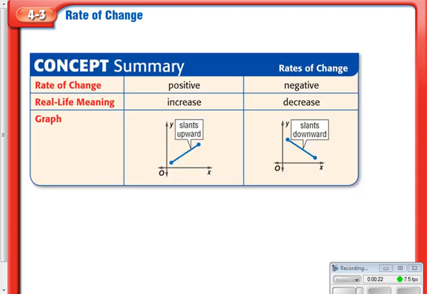So we look at our first example here. This key concept here is basically showing you that there's a positive rate of change, meaning that it's an increase, and look how the line slants upwards. We have a negative, a decrease, and the line slants downwards. So those are our rates of change. We could have an increase or a decrease.